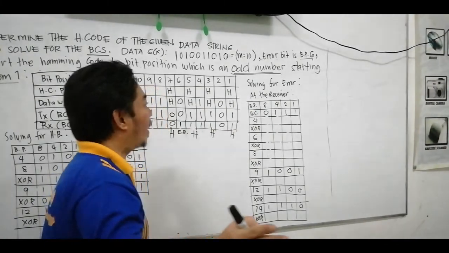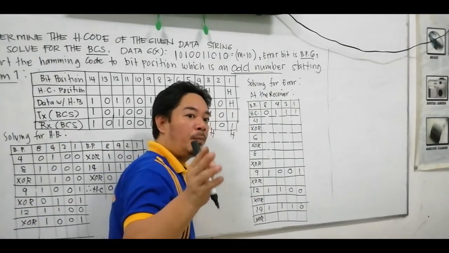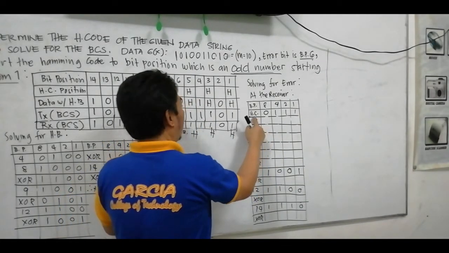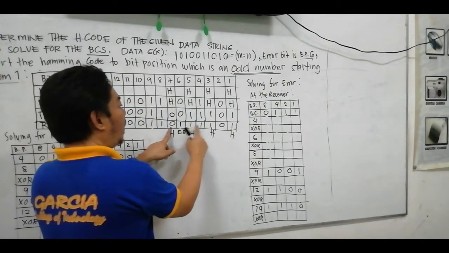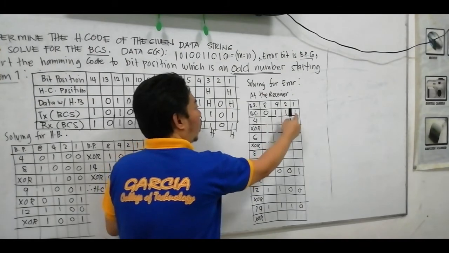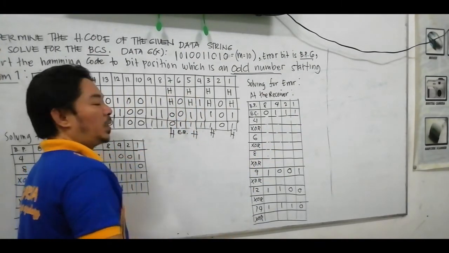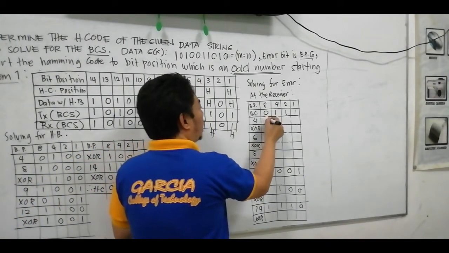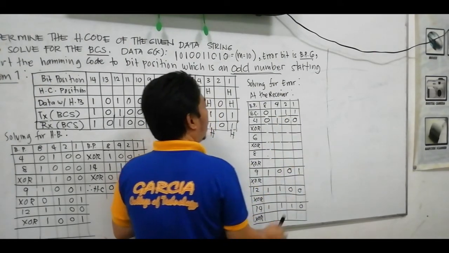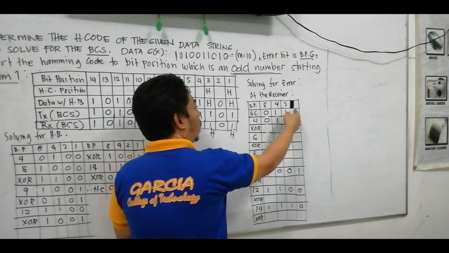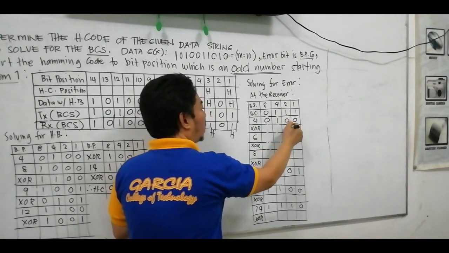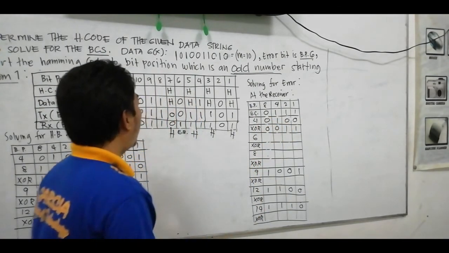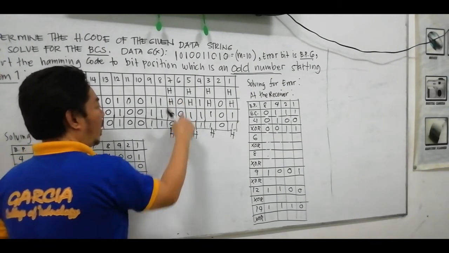Okay, so at the receiver, we are going to solve for the error bit position. Okay, so let's extract your hamming code. Your hamming code is 0, 1, 1, 1. And then bit position, which is 1, so 4, okay, so 4 is 0, 1, 0, 0. And then XOR, okay, so XOR, 1, 0 is 1, 1, 0 is 1, 1, 1 is 0, 0, 0 is 0. And then the next, the error bit is 6, so we have here 1.